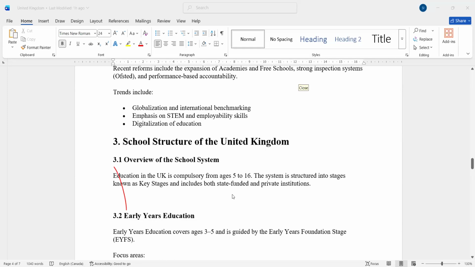So now we are moving to the school structure of the United Kingdom. Overview of the school system. Education in the UK is compulsory from age 5 to 16.